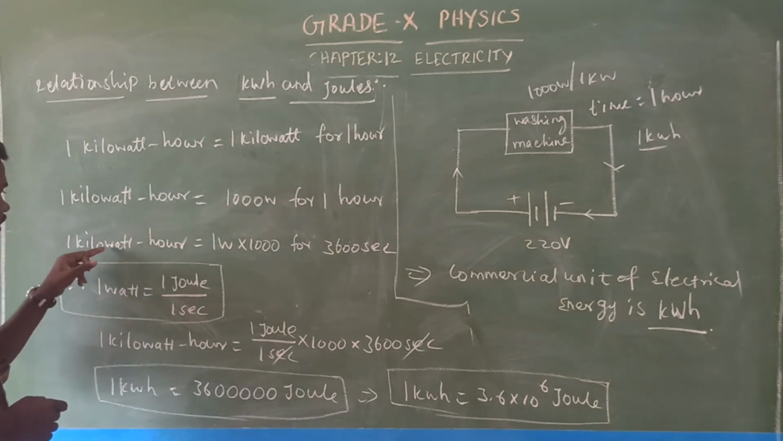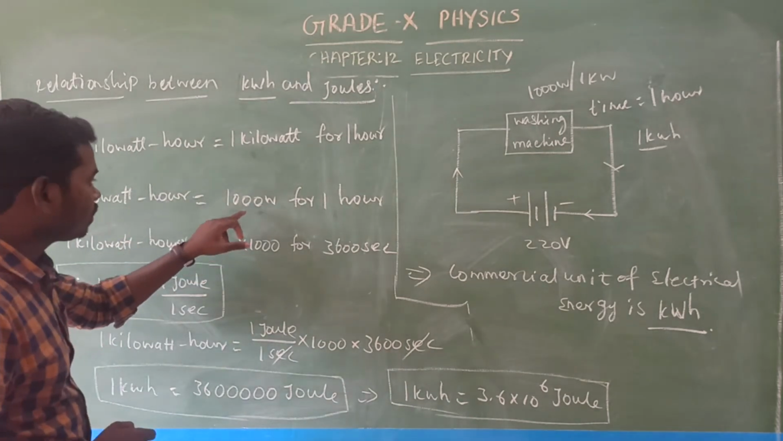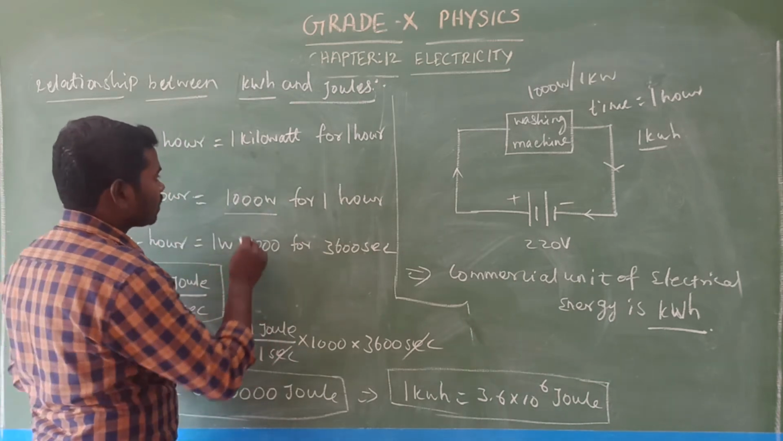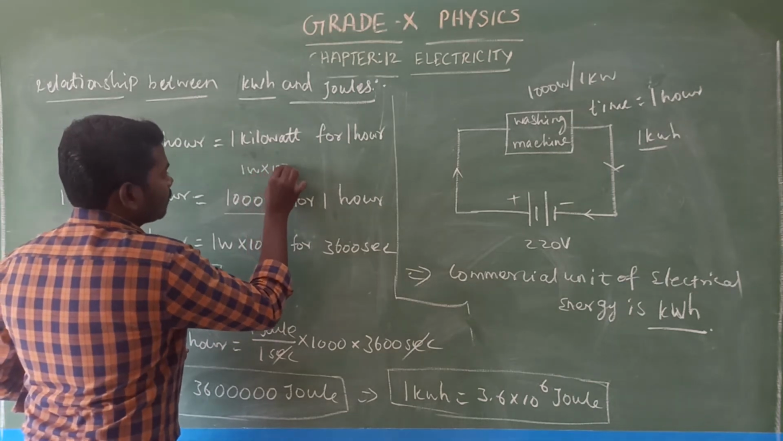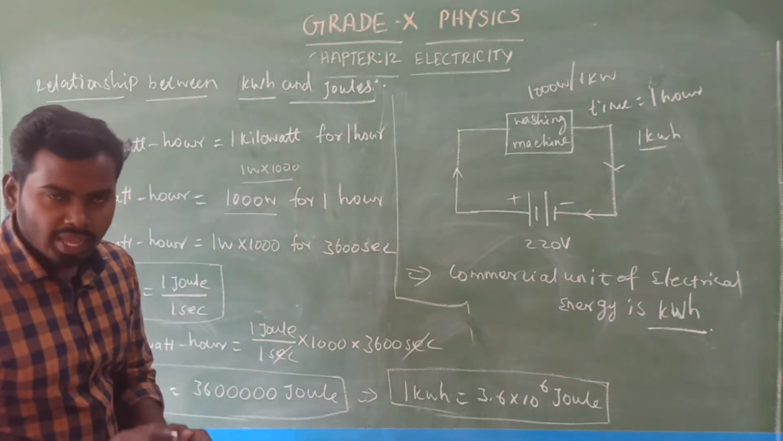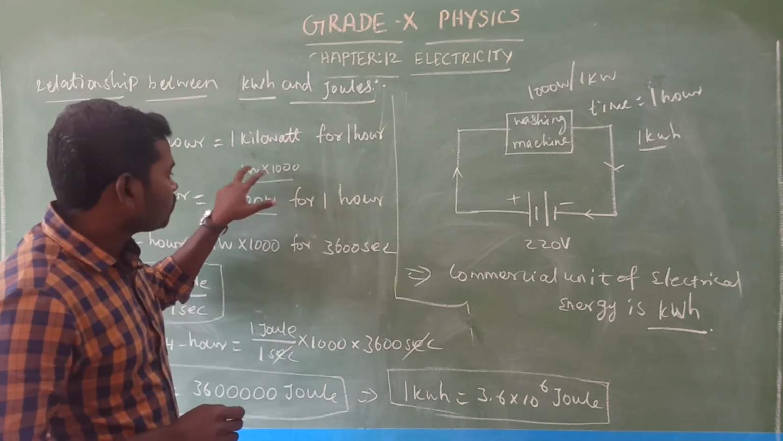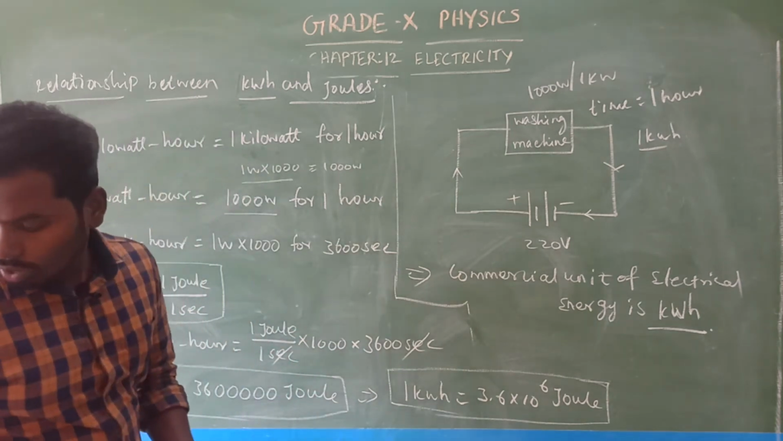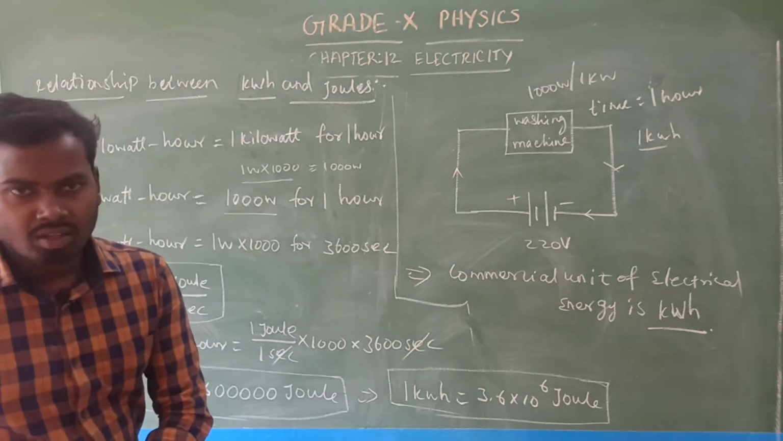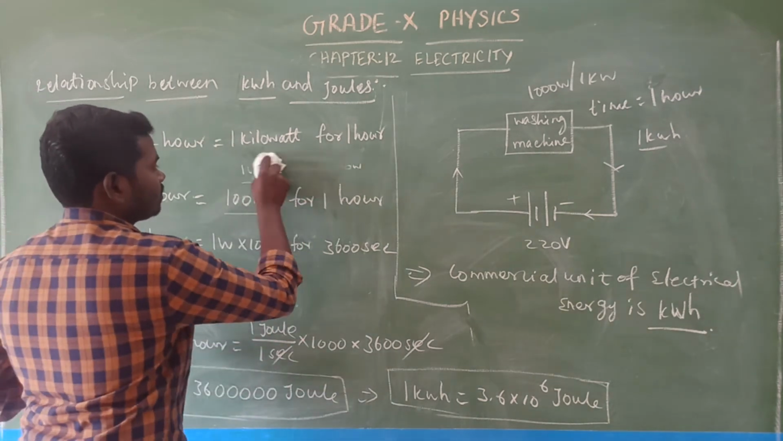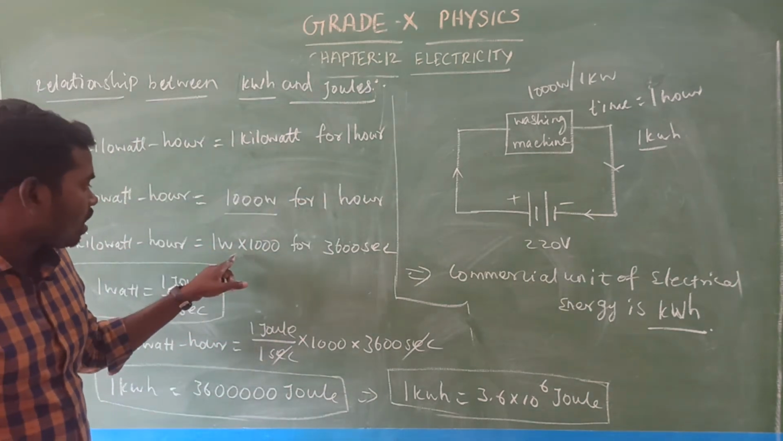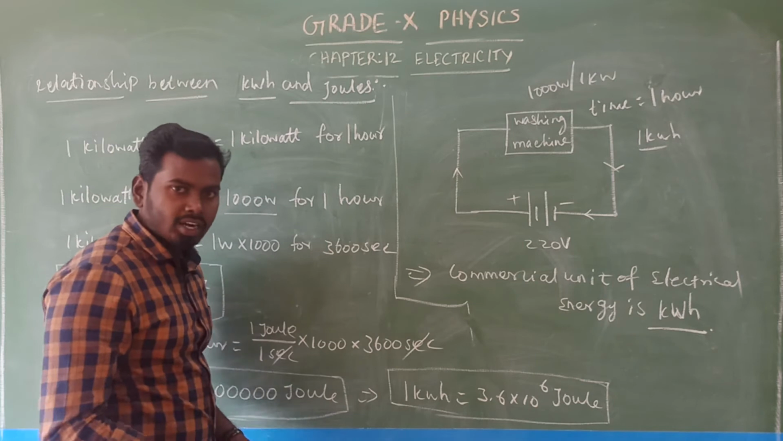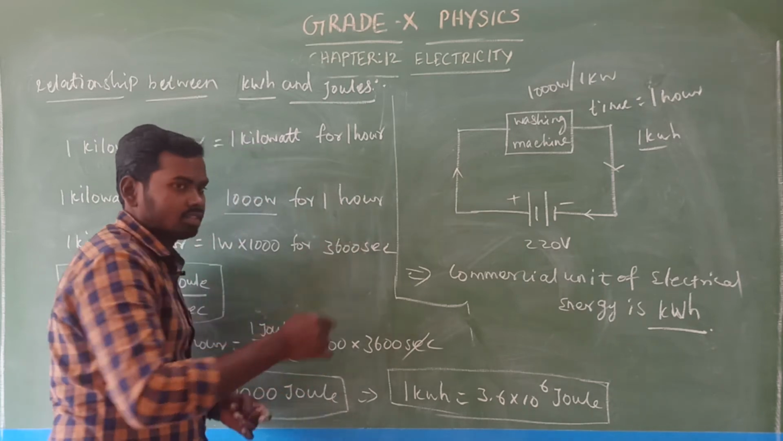Again, note this point: we can write this 1000 watt as 1 watt into 1000. Both are the same, so don't get confused. If you multiply both, there will be 1000 watt. To get the formula, I have modified it like that. So we can write 1 watt into 1000. Here the time is given in hours, so convert this 1 hour into seconds. We get 3600 seconds.